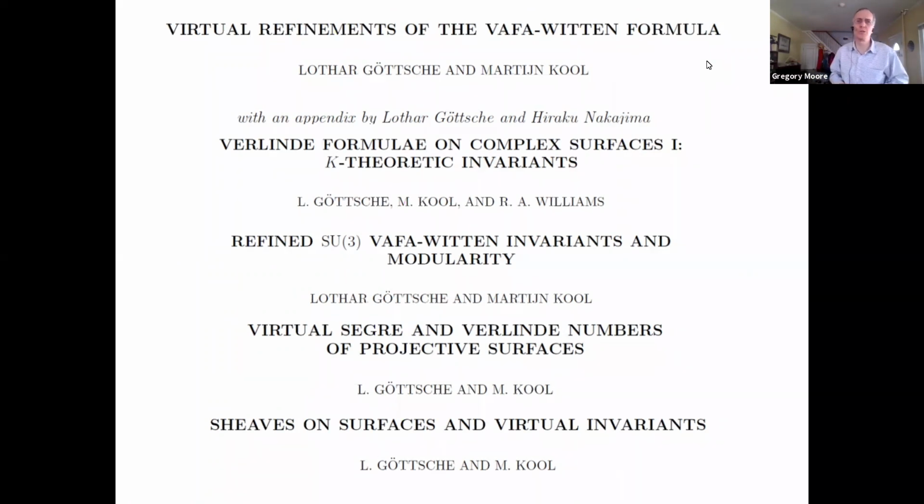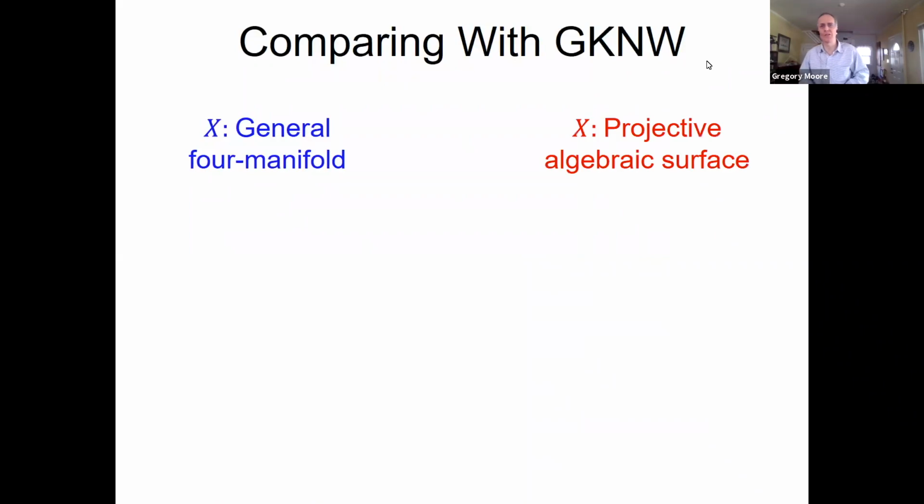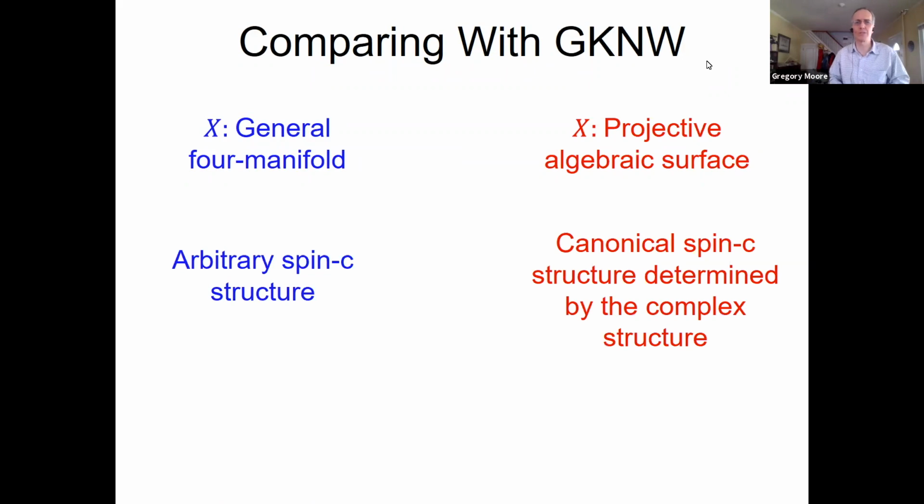mathematicians Göttsche, Kool, Nakajima, and Williams. And it's very interesting to compare with their results. On the one hand, we're talking about general four manifolds. They're talking about projective algebraic surfaces. They use heavy-duty algebraic geometry. They use this Mochizuki theory. We have an arbitrary spin C structure. They have the canonical spin C structure determined by the complex structure.